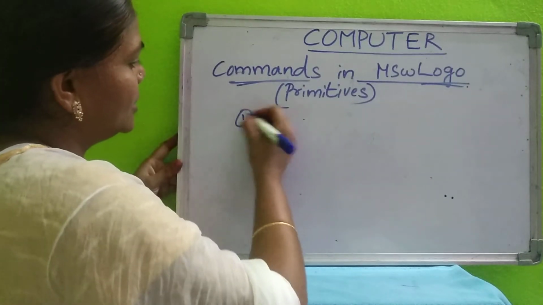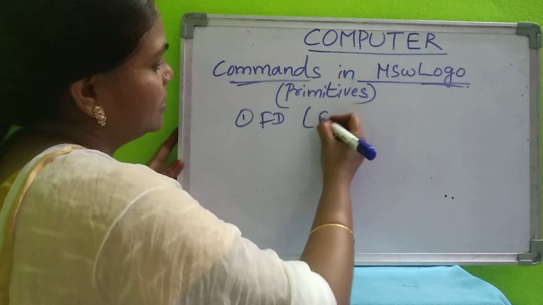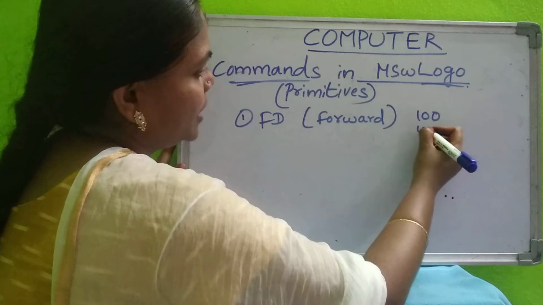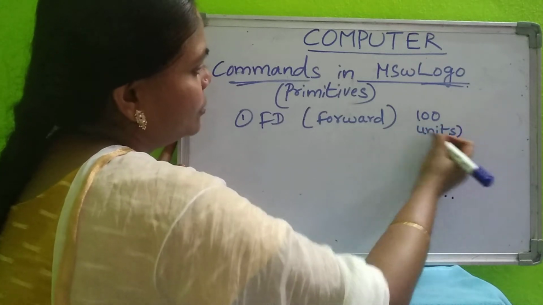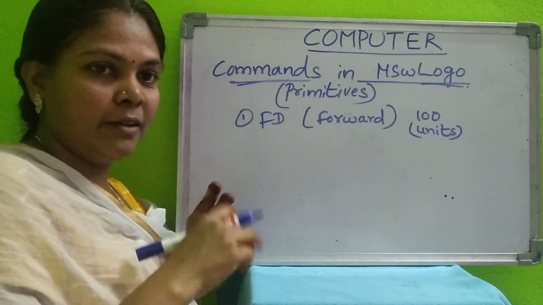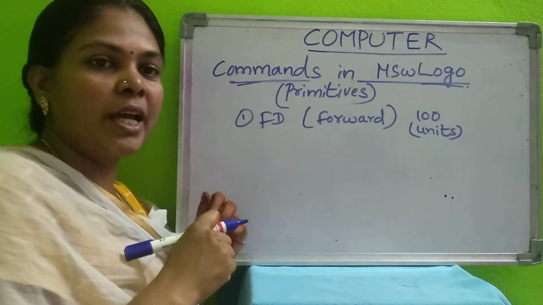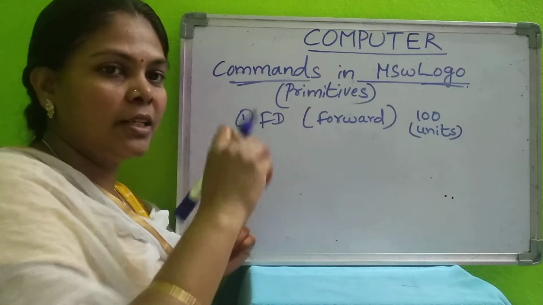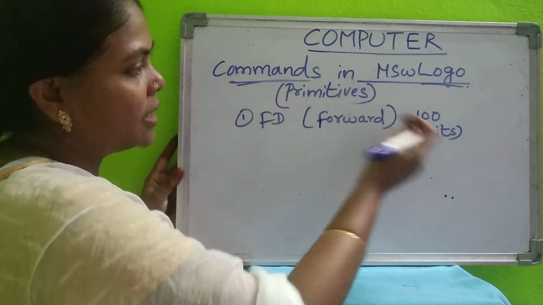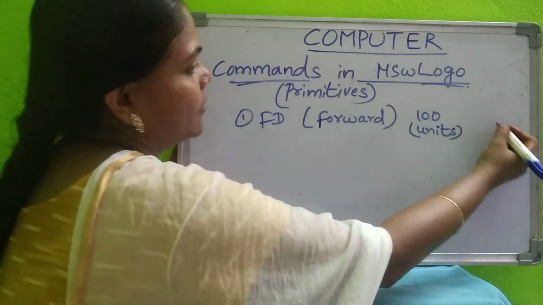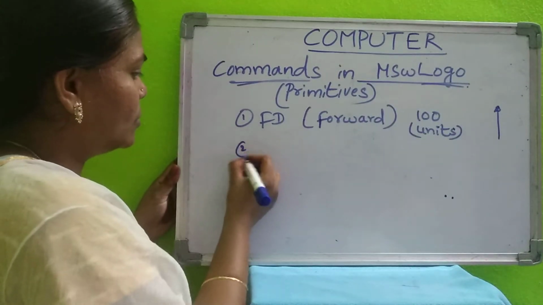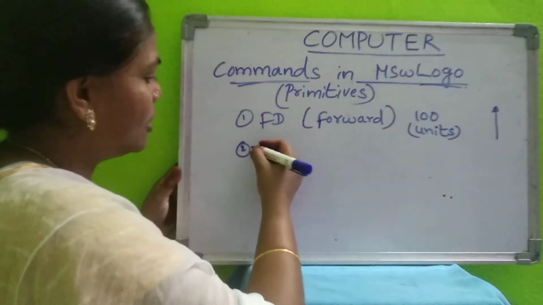The first one is FD, forward. So the forward command. Here we have to mention the units. How many units you want to draw, that we have to mention. Suppose you are drawing with a scale, what will you do? Suppose you want a 2 centimeter line. You will measure with the scale and draw 2 centimeters, isn't it? Like that, how many units we want, we have to mention here. So your line will be drawn like this with 100 units. The turtle will draw the output.